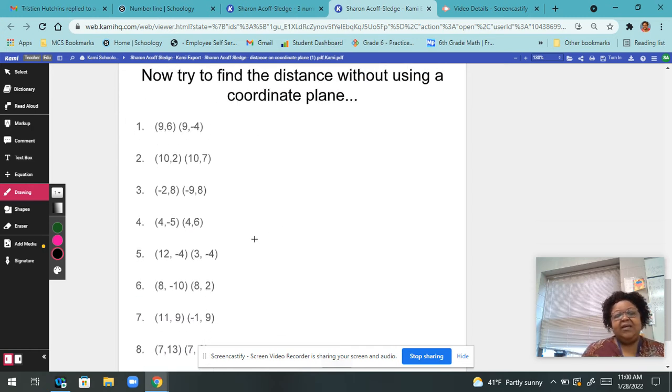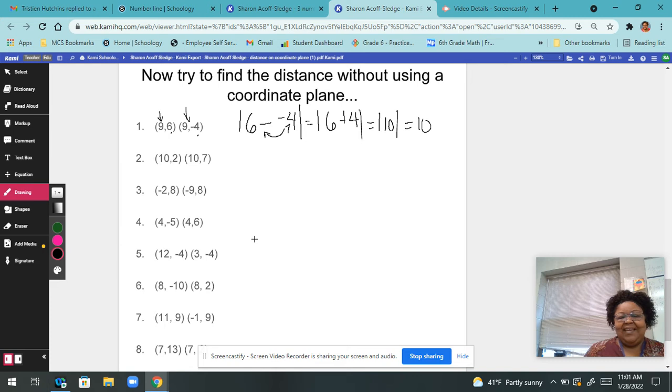Okay, so for this one, my 9s are the same. So I care, but I don't really care. So I'm going to subtract these numbers and take the absolute value. So I have 6 minus a negative 4. Oh my goodness, minus a negative. What is that? Minus a negative is plus. So you are negating the negative. Get it? So 6 plus 4 is 10. And the absolute value of 10, of course, is 10. Okay?